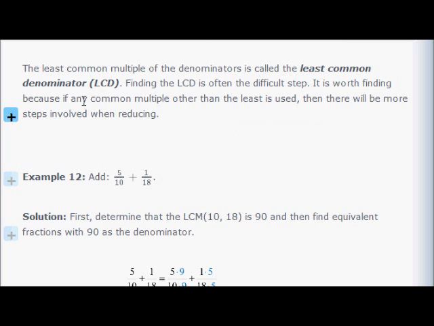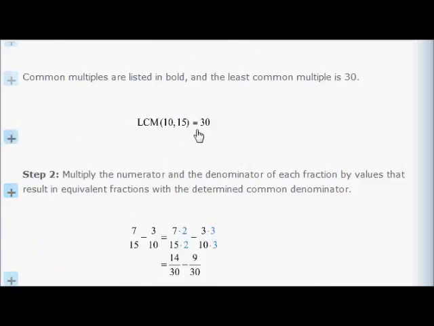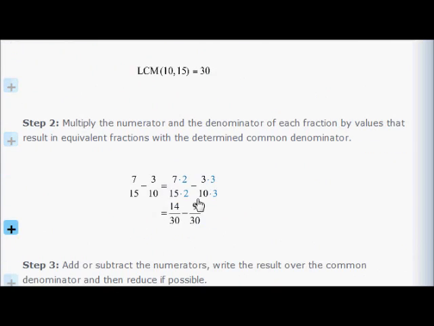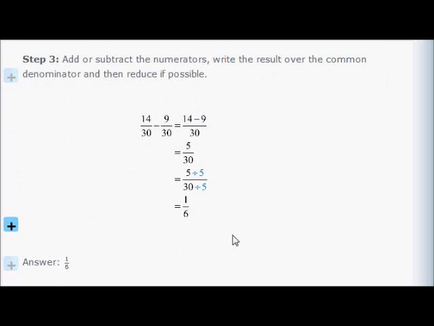So here we have 5/10 plus 1/18. How would we find the least common denominator or least common multiple as they've said here? Well, I'm going to say use the primes. Okay, you've got 10, just 2 times 5, and here you've got 2 times 9. 2 times 9 is 2 times 3 times 3, because 9 is 3 times 3. Okay, so what are your prime factors? You have 2 times 5 here, you have 2 times 3 times 3 here.